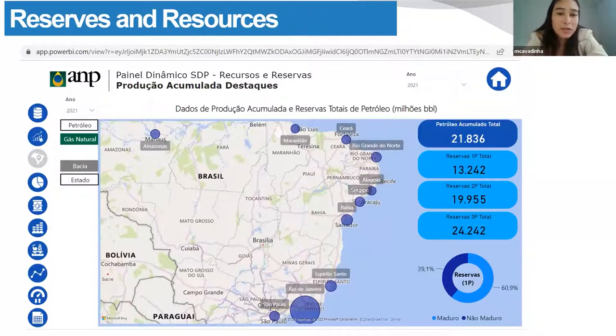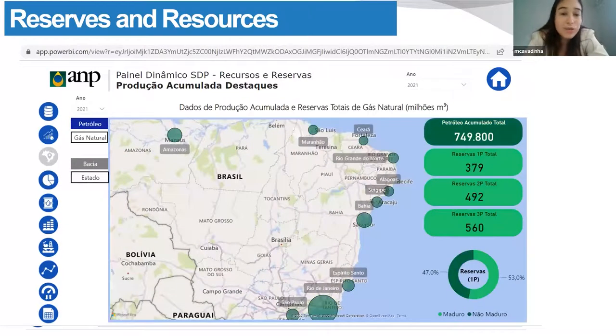In this slide, I'm showing just oil, but of course you have the same for gas. So we can go into the panel and see also the gas reserves among the fields. And one very important thing is that we also classify the fields according to whether the field is mature or not mature. We can see that, for gas, for example, more than 50% of the reserves are in mature fields and 47% in non-mature fields, the new fields.